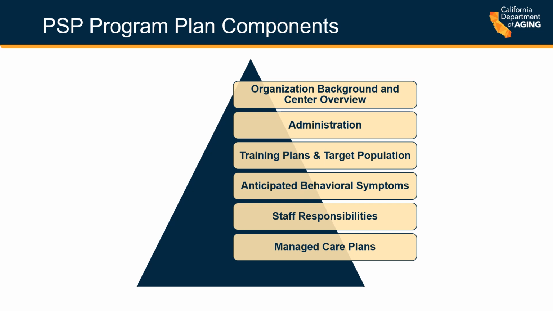Training plans and population is where we will review your new orientation training plans and in-service training plans for staff and volunteers. For anticipated behavioral symptoms, you will describe therapeutic intervention strategies or programs that staff will use when participants exhibit behaviors that will negatively impact their ability to participate or that may pose harm. Staff responsibilities is where you demonstrate your understanding of the CBAS program authorities for each staff position. Managed care plans is where you will document notes on your phone calls to local MCPs.